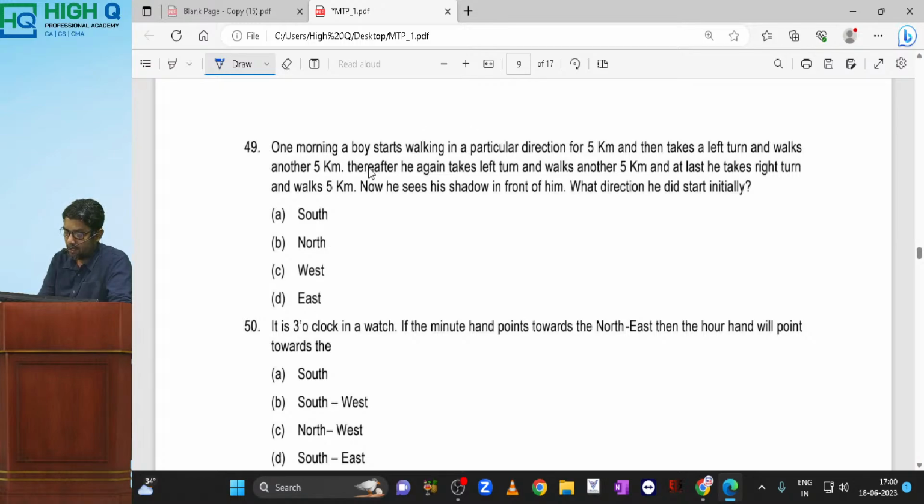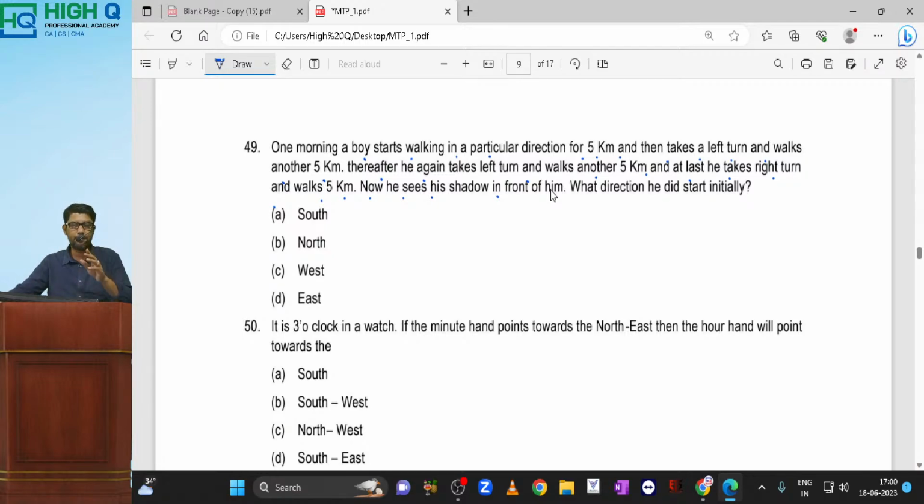Now, one morning, a boy starts walking in a particular direction for 5 kilometer and then takes a left turn and walks another 5 kilometer. Thereafter, he again takes a left turn and walks another 5 kilometer. At last, he takes a right turn and walks 5 kilometer. Now he sees his shadow in front of him. What direction did he start initially?